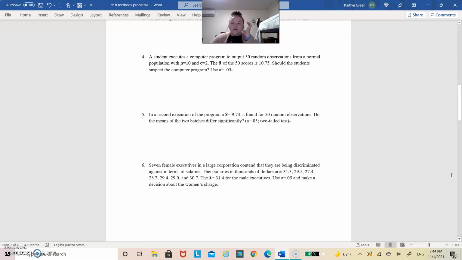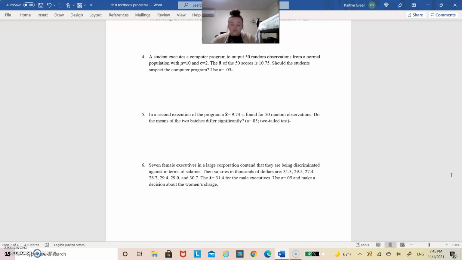Okay, going on to number 4. It says a student executes a computer program to output 50 random observations from a normal population with a mu of 10 and a sigma of 2. The x-bar of the 50 scores is 10.75. Should the student suspect something is wrong with the computer program? Which just basically means, are they giving correct data or is something off? And so this will be a two-tailed test because they don't say is it giving too many values or is it giving values that are too low. So we have to test both ways.